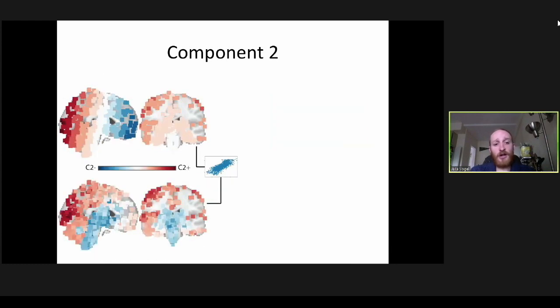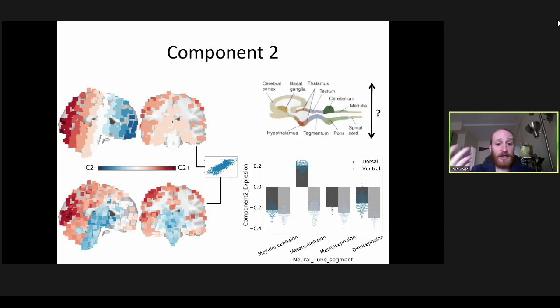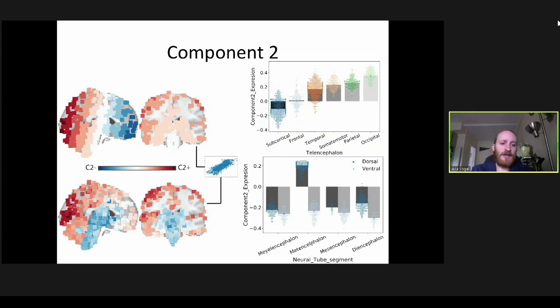So component 2 is characterized by a striking posterior to anterior gradient. And based on our conjecture from component 1, we wondered if this gradient might be important in regulating the dorsoventral axis of the developing brain. So here you can see in each segment of the developing brain, we separated regions based on whether they originated in the dorsal or ventral part of the developing brain, and found that component 2 expression pretty much uniformly was higher in dorsally originating regions, which is pretty interesting. Then if we look just in structures originating in the telencephalon, we find this very specific pattern of component 2 expression that's lowest in the subcortex and increases as one moves from the anterior to posterior parts of the cortex.